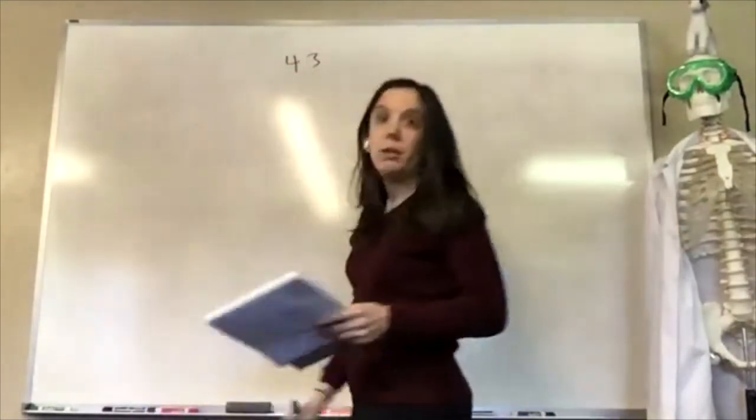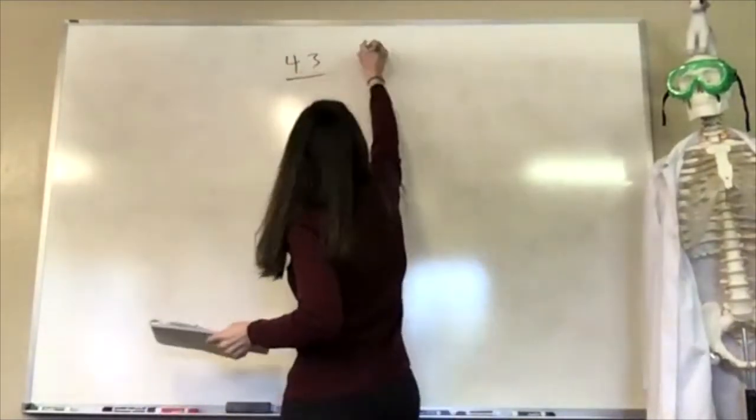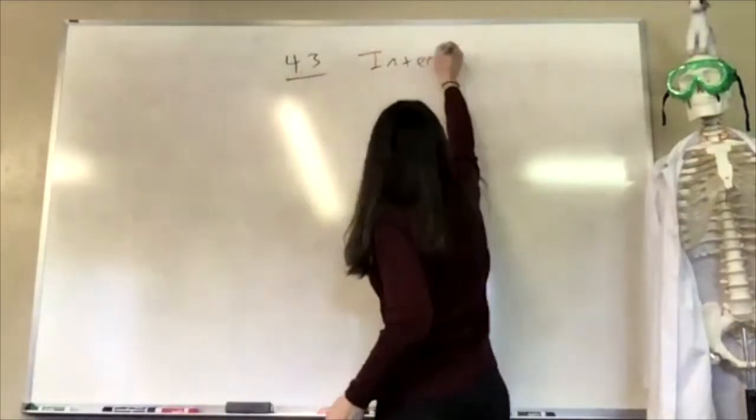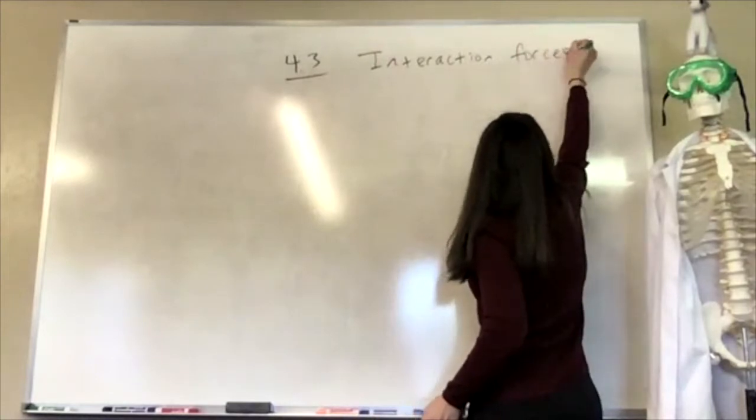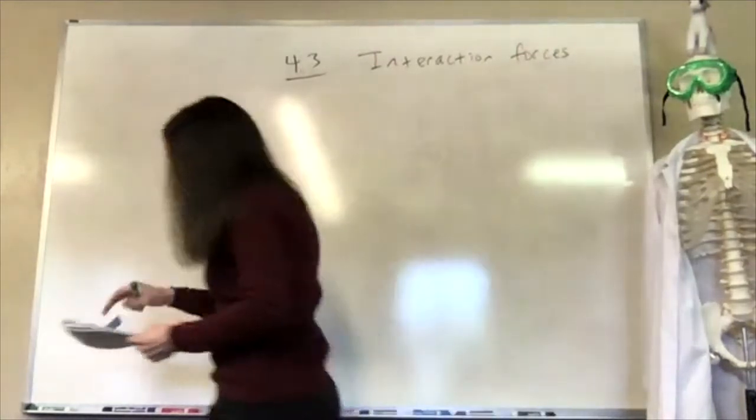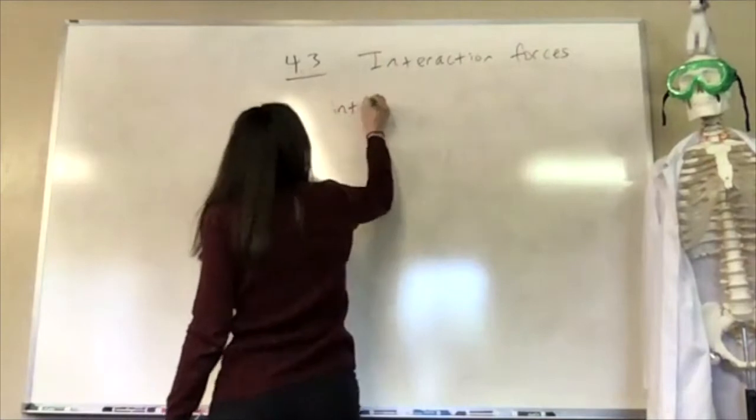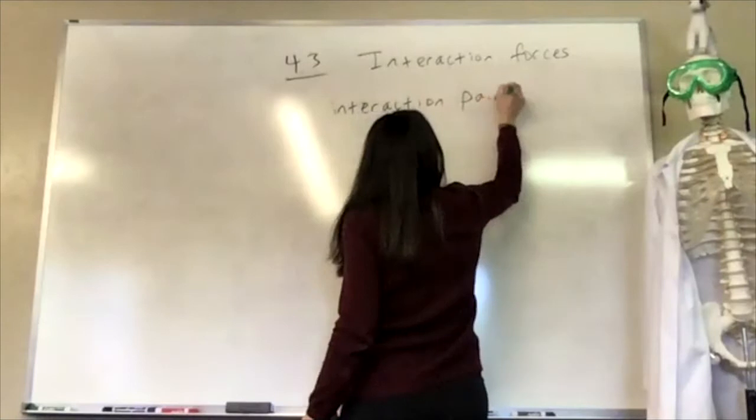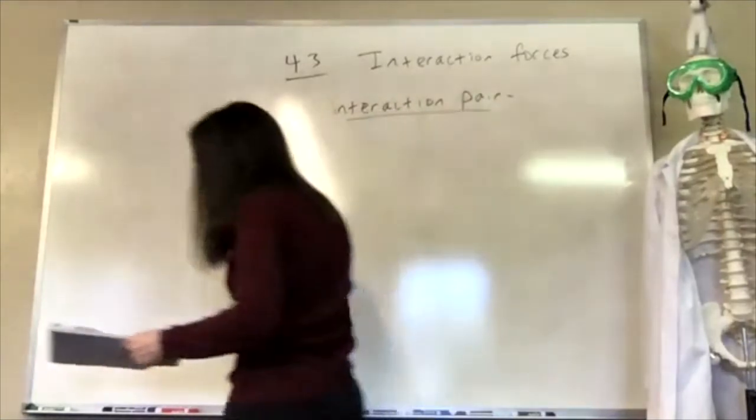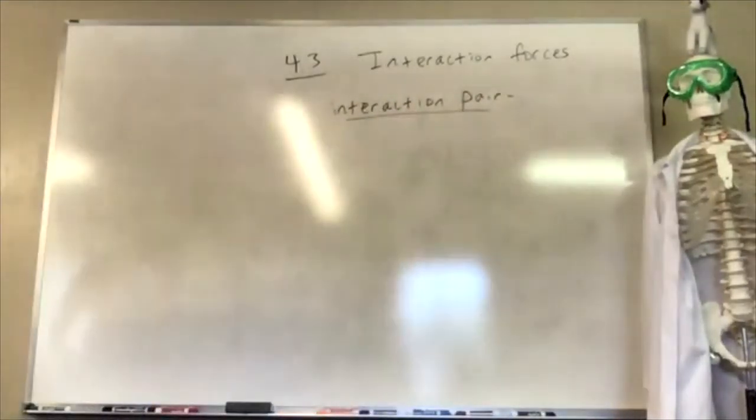All right, 4.3, interaction forces. So we'll start by defining interaction pair. An interaction pair is when you have two forces that are in opposite directions and have equal magnitude and act between the same two objects.